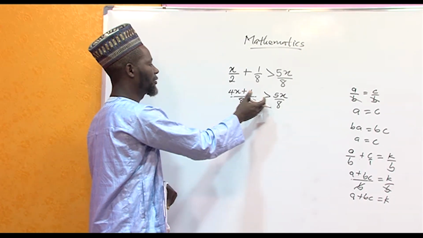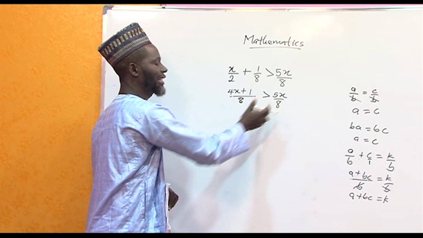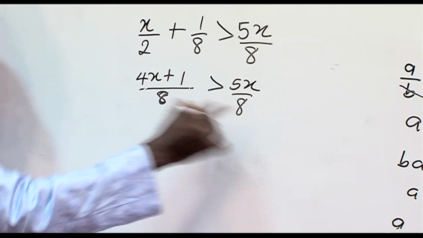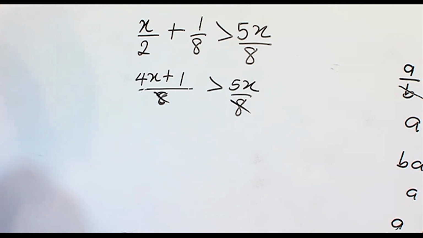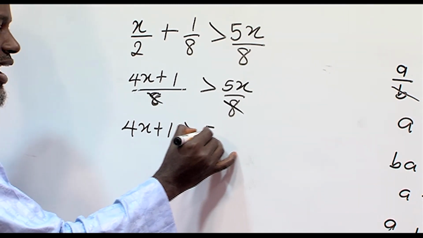As we said, we can cross multiply. We can multiply both sides by the LCM of 8 and 8, which is 8. Then we can also cancel this one and this one. So we have 4x plus 1 greater than 5x.